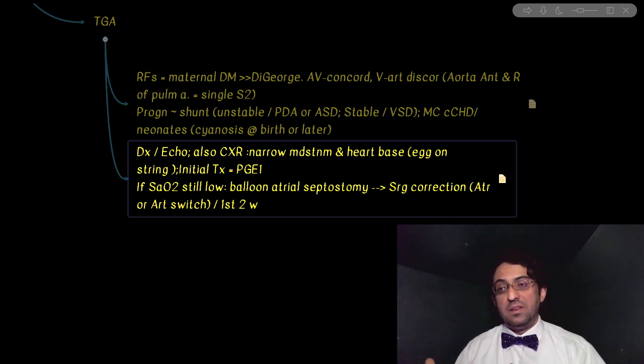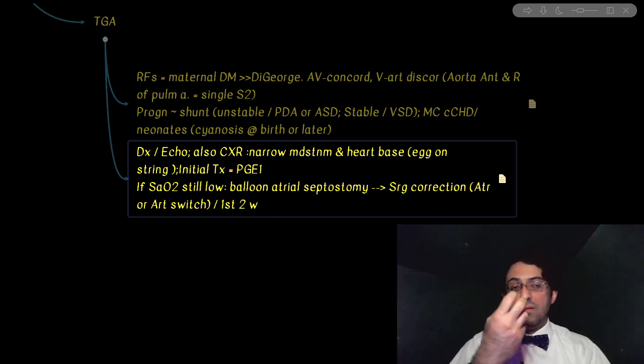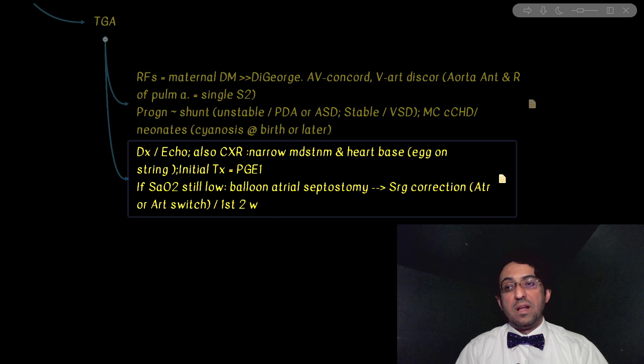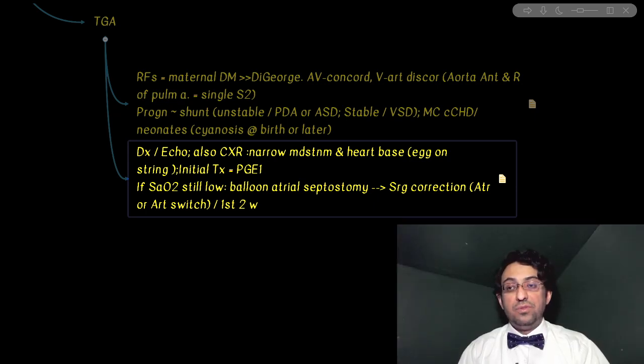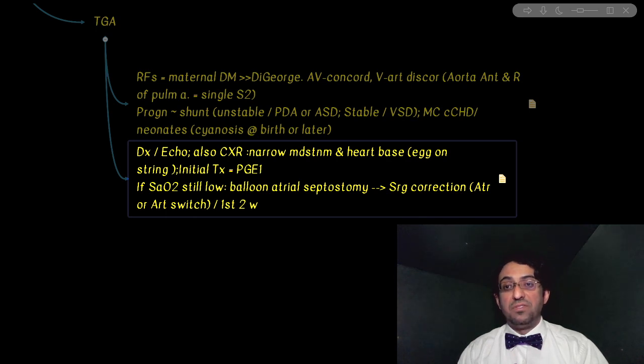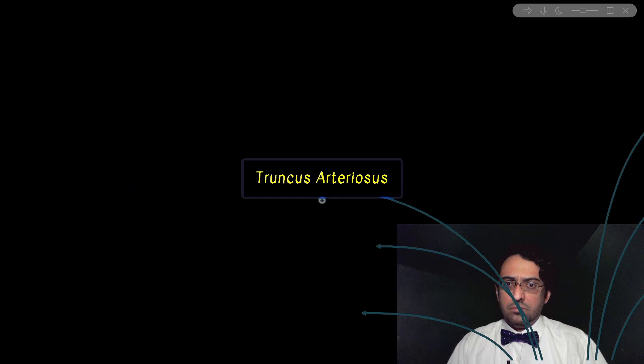Always remember that DiGeorge's is one of the velocardiofacial syndromes with midfacial structural abnormalities such as cleft palate. H stands for hypocalcemia because of the parathyroid aplasia, and 22 is the number of the chromosome in which the long arm has this microdeletion. Okay, moving to truncus arteriosus.